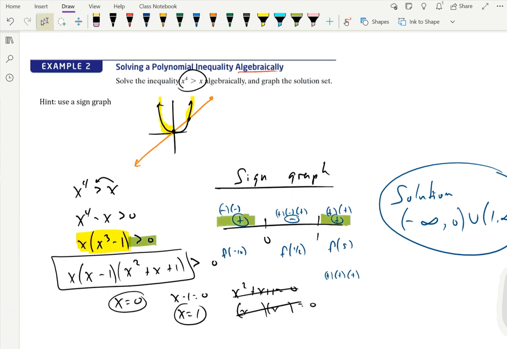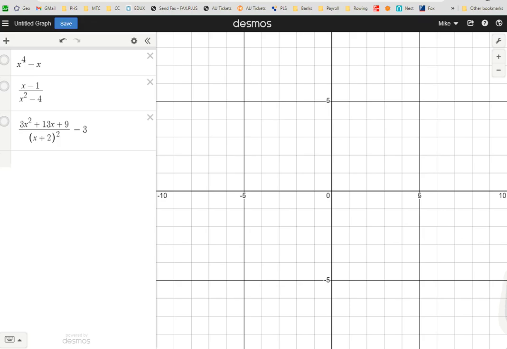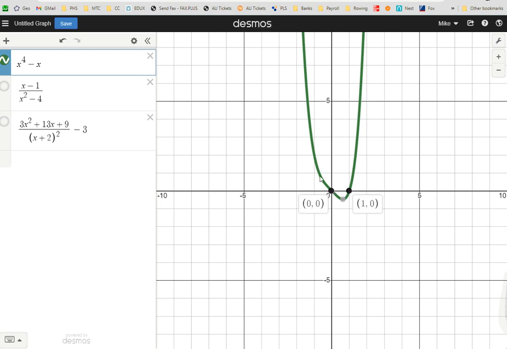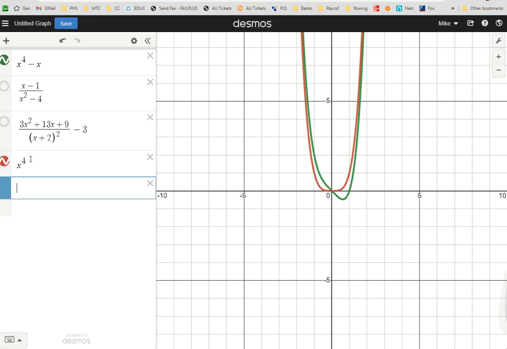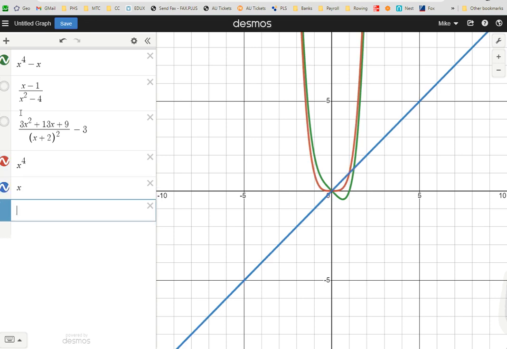So if I go back, let's take a look at Desmos here. X to the fourth minus x, if I graph that, this would be the graph if I put them both together. And so at 0 and at 1, we see here we're bigger than 0. Over here we're bigger than 0. So we're going from negative infinity up to 0, and then from 1 out to infinity, which is what we said it was. The other thing I could have done over here is I could have said x to the fourth, and then x.